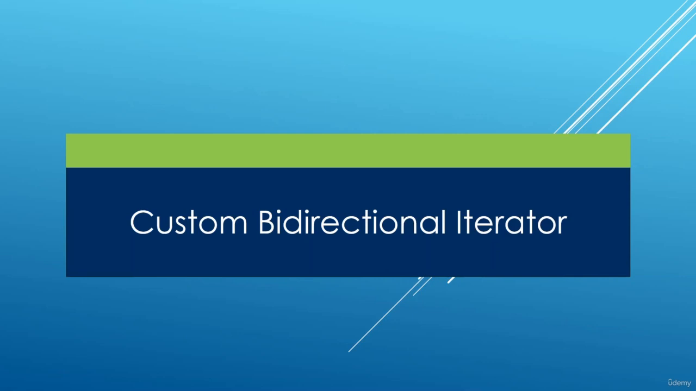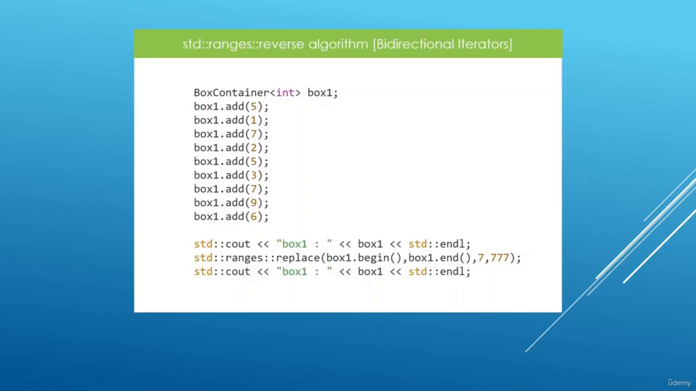In this lecture, we're going to see how our box container class as is plays with algorithms that expect bidirectional iterators. And we are going to be using the reverse algorithm as a use case. Please ignore the thing here saying replace. I should have said reverse, but that's what we're going to be doing when we hit Visual Studio Code in a minute.